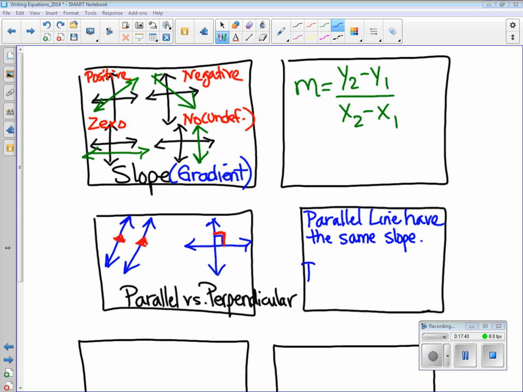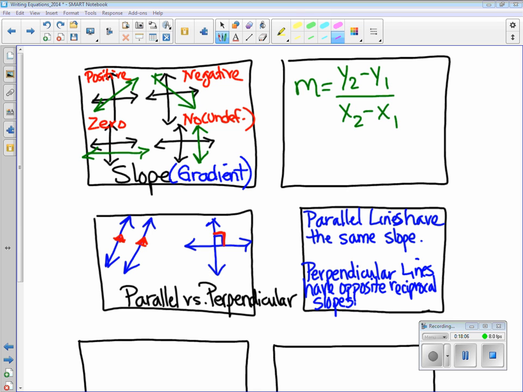And perpendicular lines have not just reciprocal, opposite reciprocal. Got to put both of those together. One alone is not enough. Have opposite signs. One's positive, one's negative, and the numerator and denominator are switched. Good.